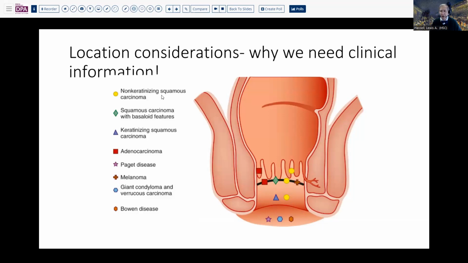That can be very helpful in defining which of the various differential considerations we might be more inclined to be looking for. Now, of course, sometimes the masses are large enough that they obscure the landmarks and cross boundaries and so forth. So we understand that it's not always possible to do that. But when you can obtain that data, it's very useful.